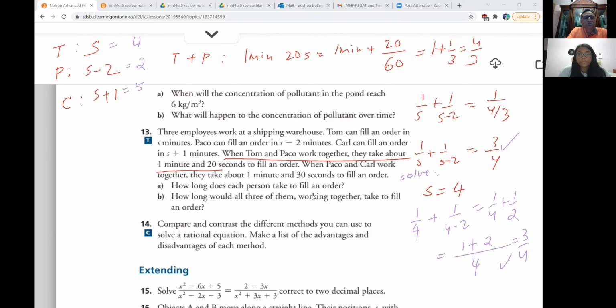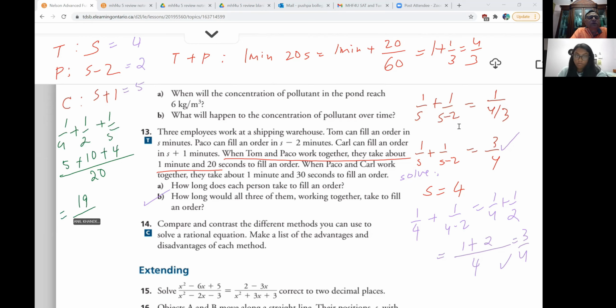Yeah. Now let's do part B. Part B is how long would all three of them working together take to fill? Of course, they will take much less time. And that should be how much? 1 over 4 plus 1 over 2 plus 1 over 5. So let's take the common denominator, which is how much? 20, right? And add them up. So this is 5 plus 10 plus 4. So that gives us 19 over 20. And that is the rate per minute.